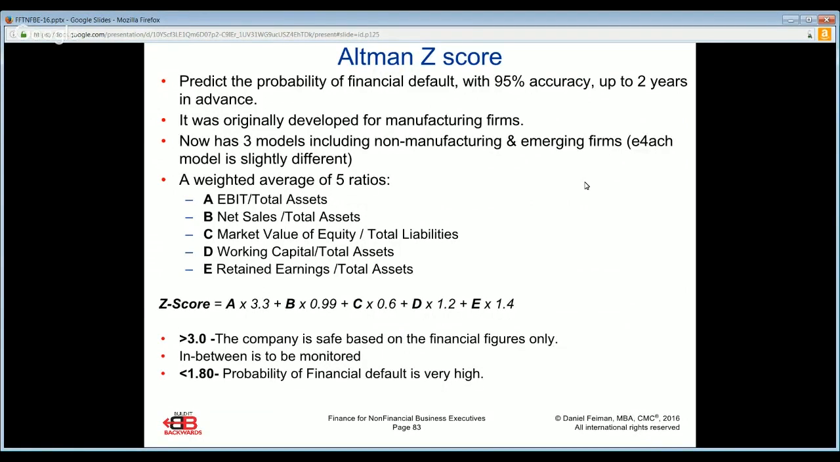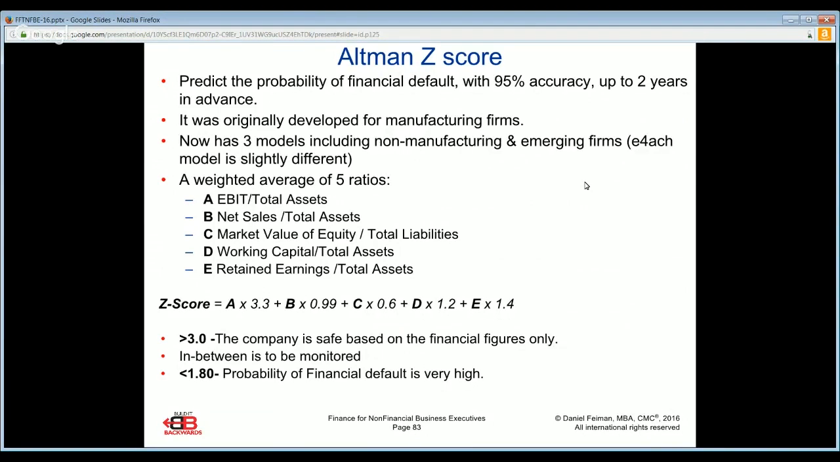If the Z-score is 3 or above, the company is probably very strong. We have no concern about them defaulting financially. If their score is 1.8 or below, there's a very high probability that they will default on their financial obligations in the next 18 months. This has been used, like I said, many, many, many times, thousands, tens of thousands, hundreds of thousands of times. It's about 95% accurate, which is a phenomenal record for such a tool.